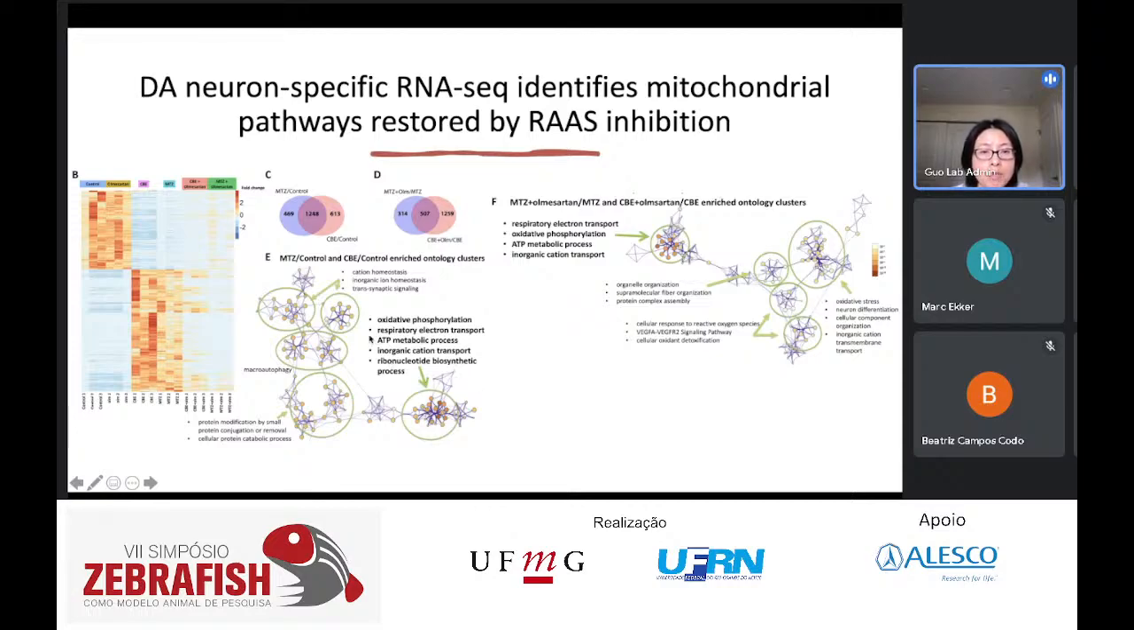So we see genes involved, for example, in oxidative phosphorylation, respiratory electron transport, and so on, involved in this mitochondrial function. And remarkably, when both of these models were treated with olmesartan, the AGTR1 inhibitor, we can see a significant restoration of these mitochondrial pathway genes, the respiratory electron transport, oxidative phosphorylation, and so on.